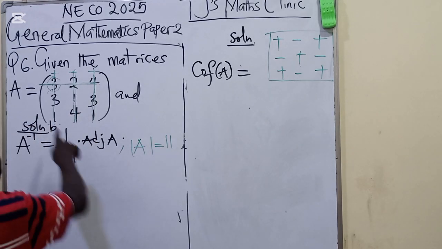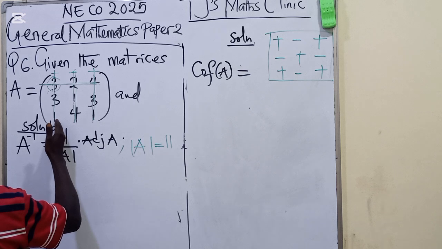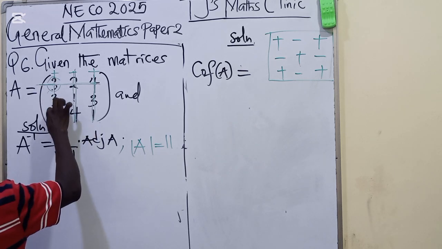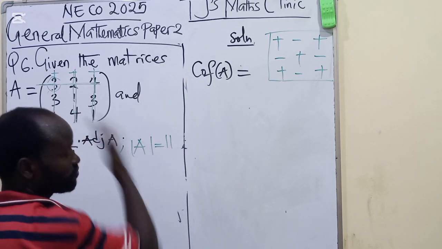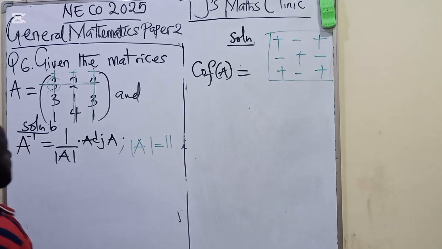Very important. The same thing here. This is row 3, column 1. If you add 3 plus 1 it is 4. That's why we are having positive here. So that's how we come about this. So to find the cofactor, we need this key. So let's start. Very simple.